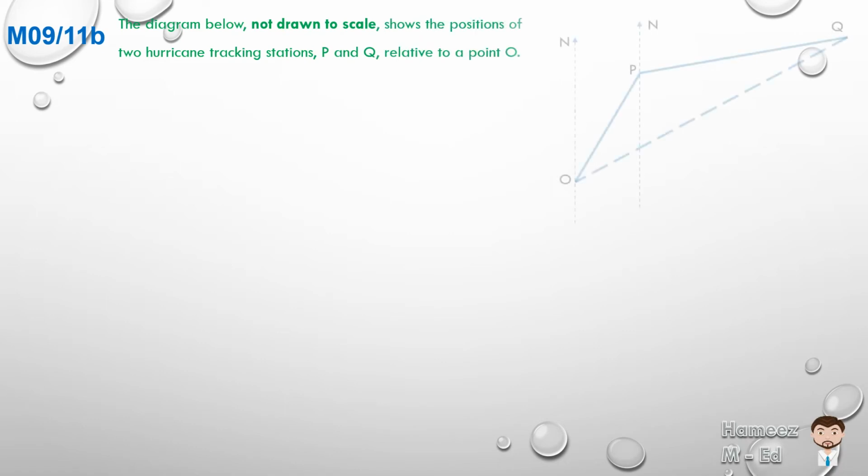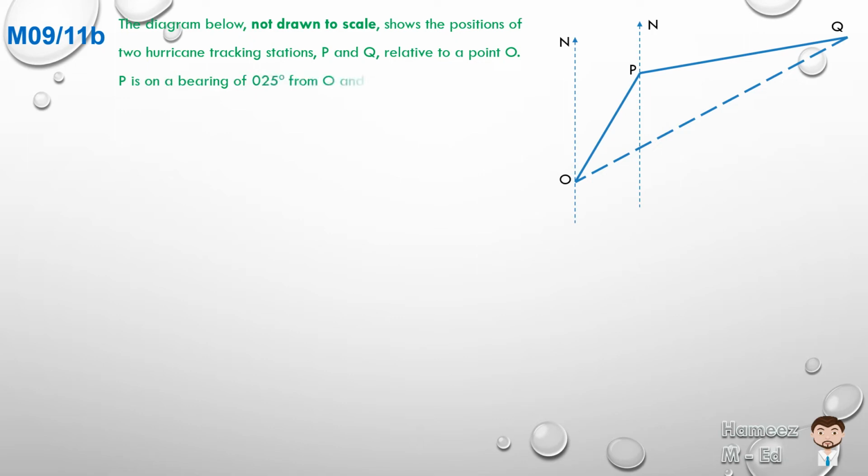May 2009, number 11b. The diagram below, not drawn to scale, shows the position of 2 hurricane tracking stations, P and Q, relative to a point O. P is on a bearing of 25 degrees from O, and OP is equal to 400 kilometers. Q is on a bearing of 80 degrees from P, and PQ is equal to 700 kilometers. So the diagram we're looking at on the right hand side, that's what was given in the exam.